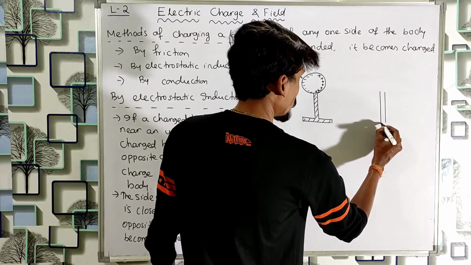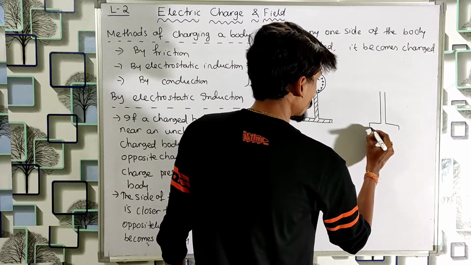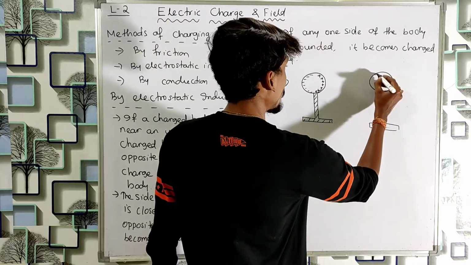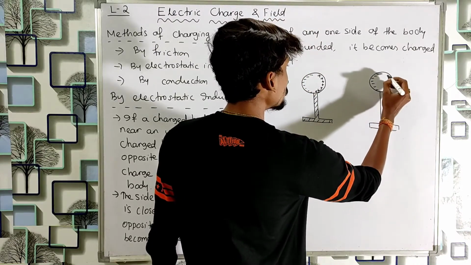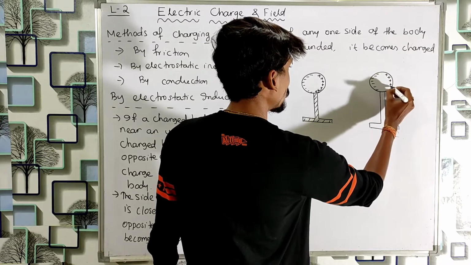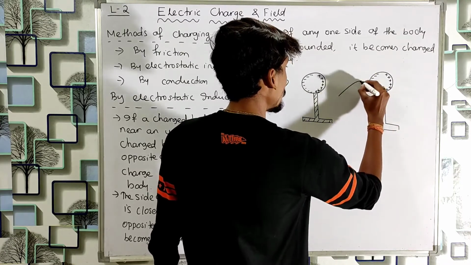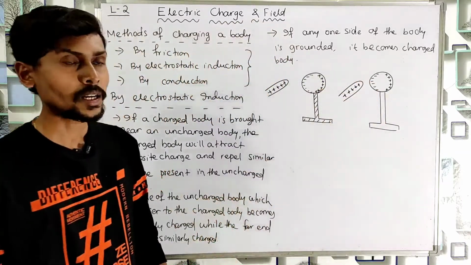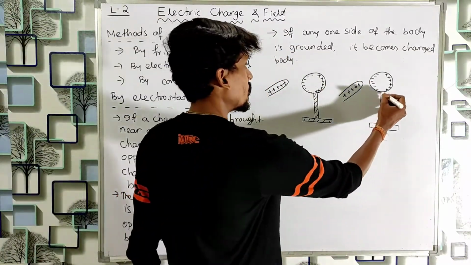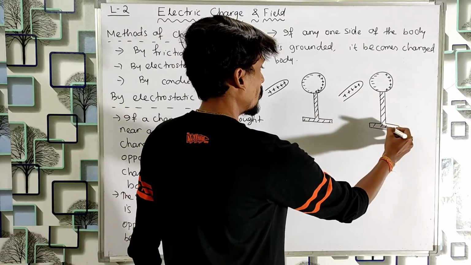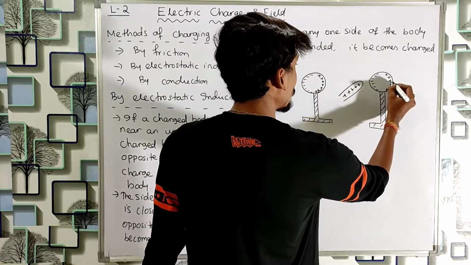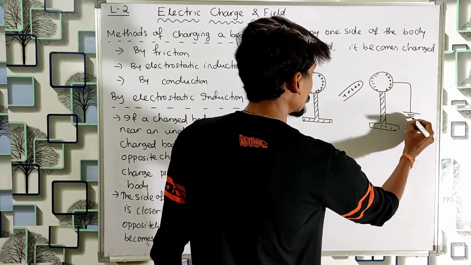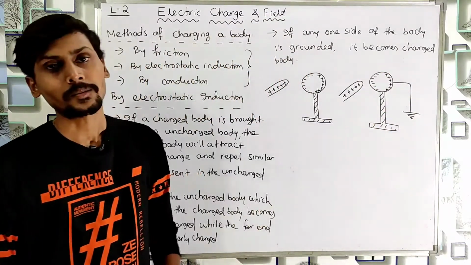Now I am drawing the second diagram here. Now the charges have been induced. At this end we have negative charges, at this end we have positive charges, and here I have this positively charged rod. Is that clear? And this is an insulating stand. So now if I connect this right end to ground, this is known as earthing.